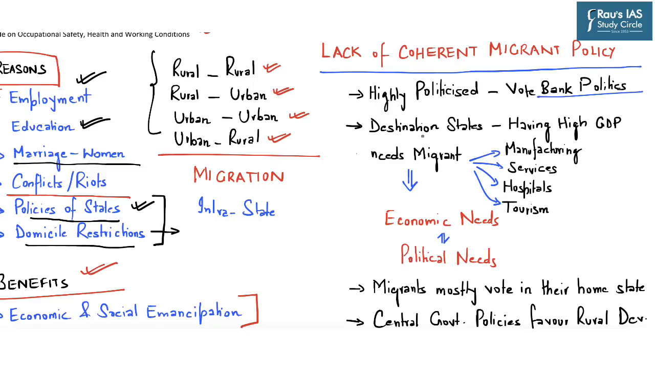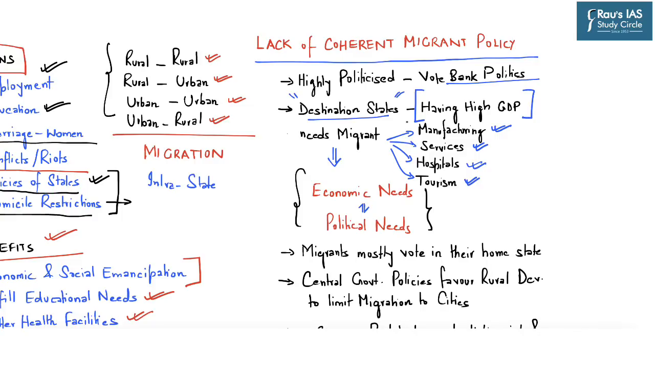Further, this article mentions the aspect of destination states, or such states having a high GDP growth rate. Now, these destination states provide employment opportunities in the field of manufacturing, services, hospitals, tourism, etc. So, a lot of migrants go to these states such as Maharashtra, Gujarat, even the Union Territory of Delhi to fulfill their economic needs. So, these destination states having a high GDP growth rate and where high employment opportunities are found experience a tension between fulfilling economic needs and also the political needs, as these states mostly pursue nativist policy which favors employment opportunities for the locals.